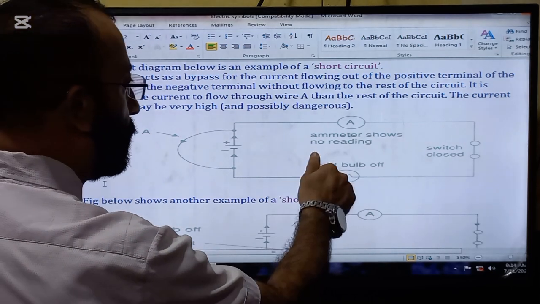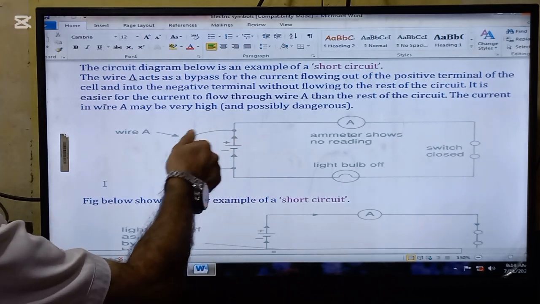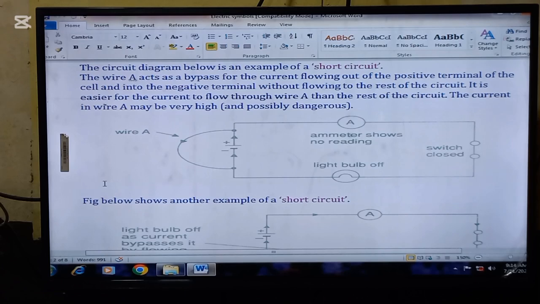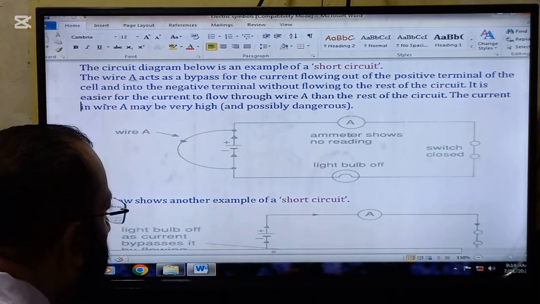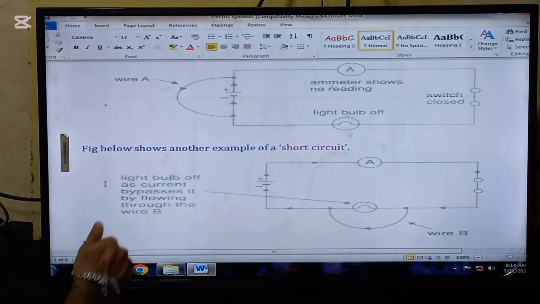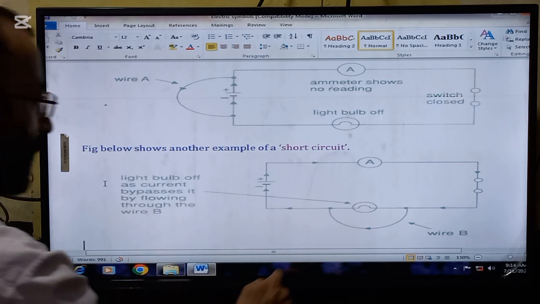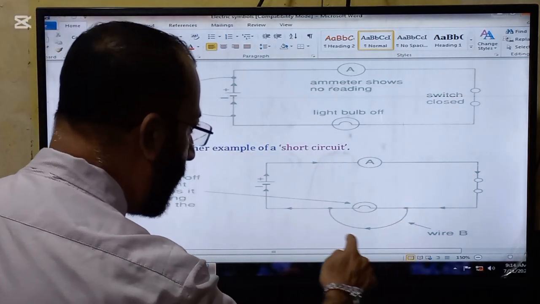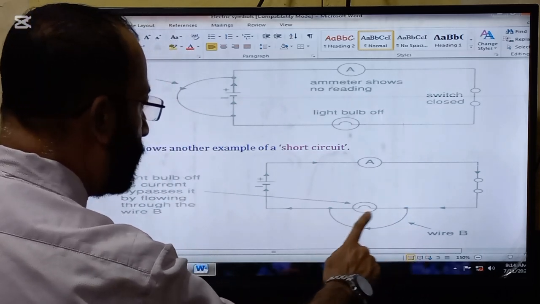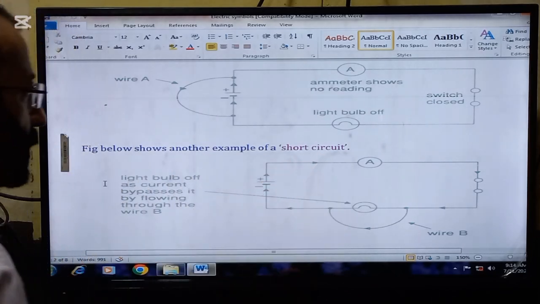Look now, ammeter shows no reading, light bulb off and switch closed. So this is a bypass. This kind of circuit is called short circuit. The figure below shows another example of the short circuit. Look now, light bulb off as current bypasses it by flowing through the wire B. So this is a wire that bypasses the current and does not allow the current to pass through the bulb.